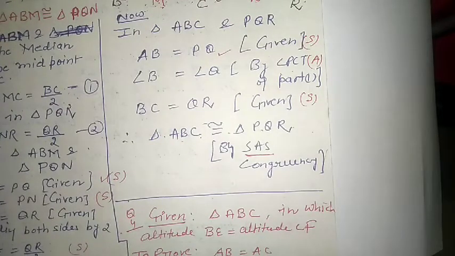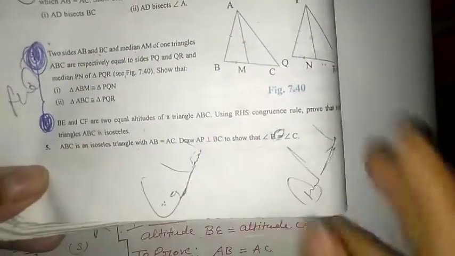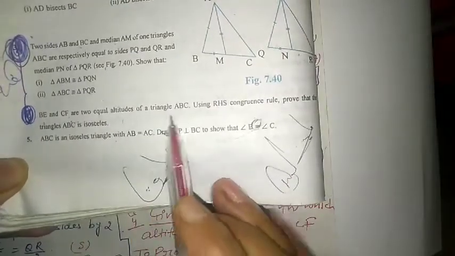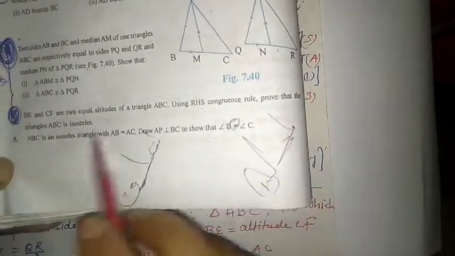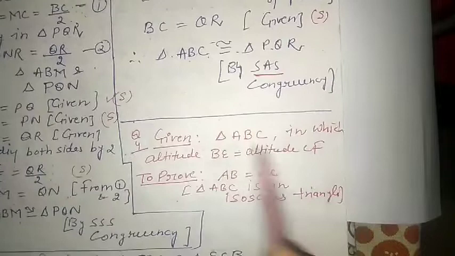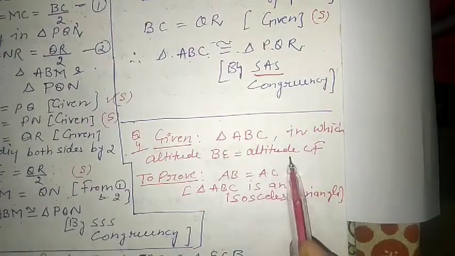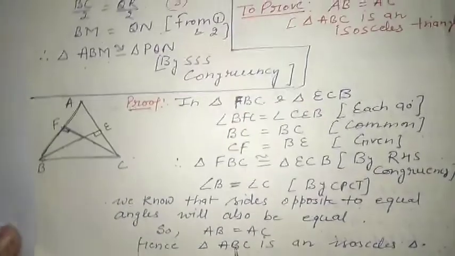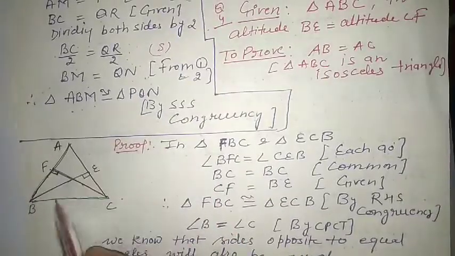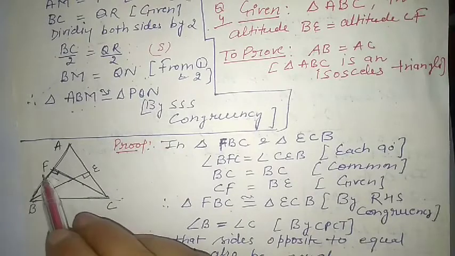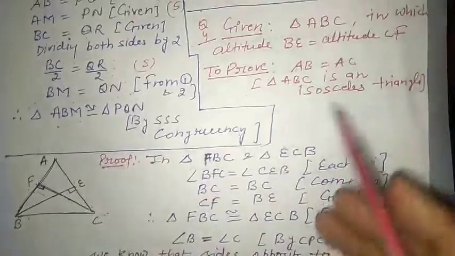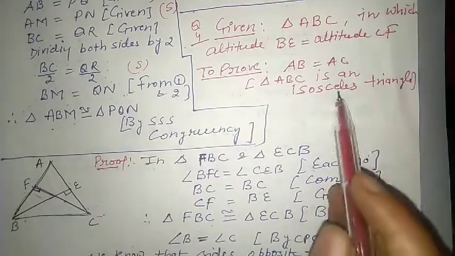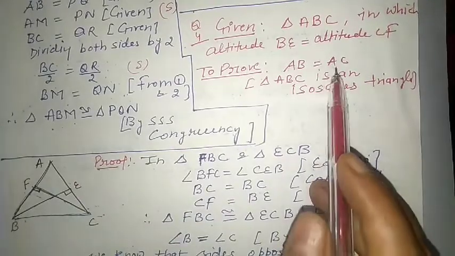Now see question number 4. BE and CF are two equal altitudes of a triangle ABC. Using RHS, we have to prove that triangle ABC is an isosceles triangle. So what is given? ABC, in which altitude BE is equal to altitude CF. The figure is here. This is a triangle ABC, and CF is the altitude on AB and BE is the altitude on AC, and these two altitudes are equal. This is given. We have to prove that triangle ABC is an isosceles triangle, meaning AB is equal to AC.